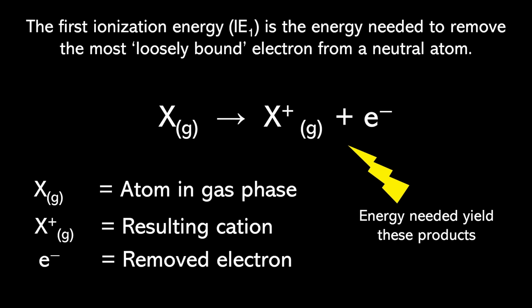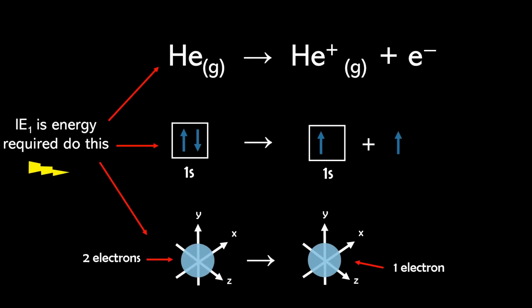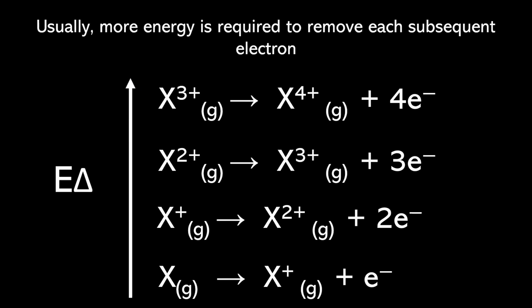So for example, I have this helium atom, and see how this affects its electron configuration. After the first electron is removed, more energy is required to remove each subsequent electron because the electron is being removed from an already positively charged ion, which is more energetically stable.